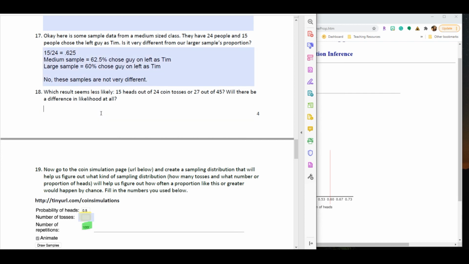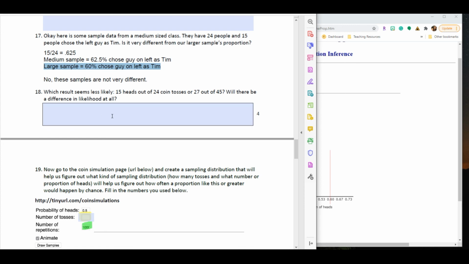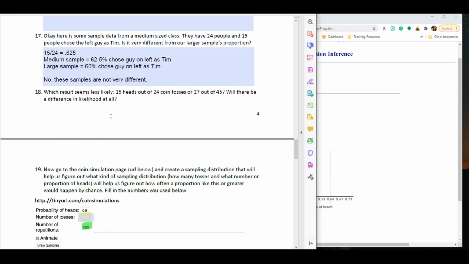Some of these questions are going to be pretty tough. 18 is one of them. If you don't get it at 18, don't get stuck. Just skip over it and keep going. But I want you to think about which one of these two results seems less likely to happen: that 62.5% of 24 people would choose that way, or that 60% out of 45 people. Do you think they're equally likely to happen, or do you think one of them is more likely to happen than the other?